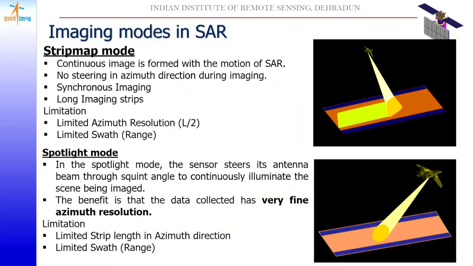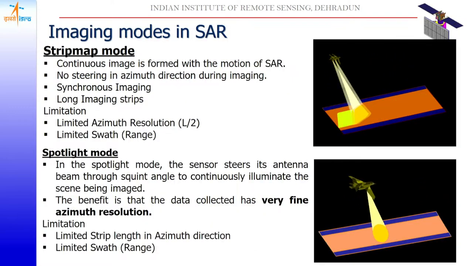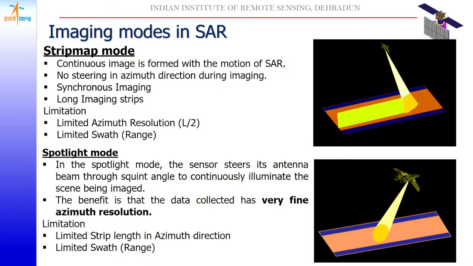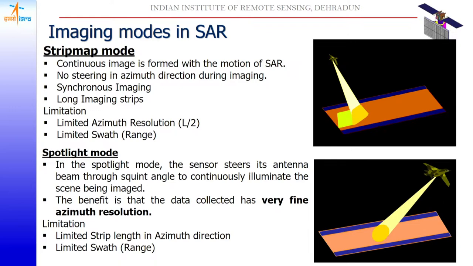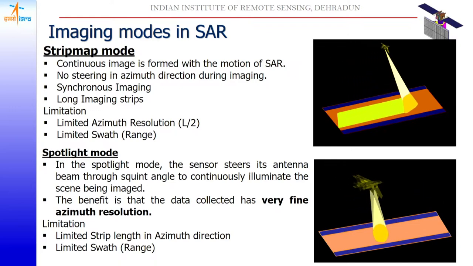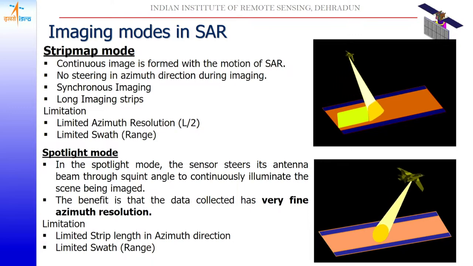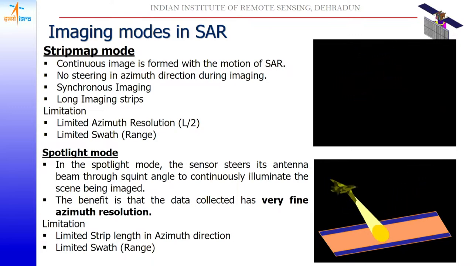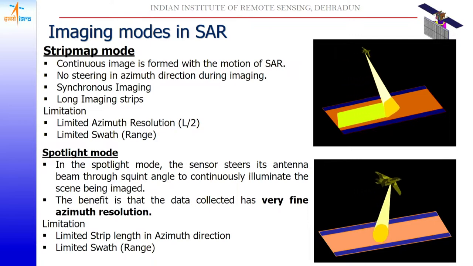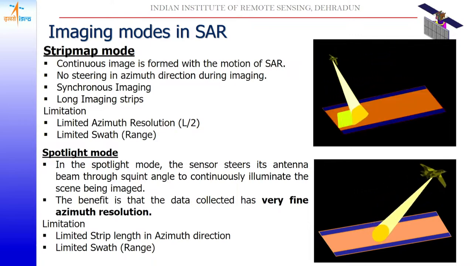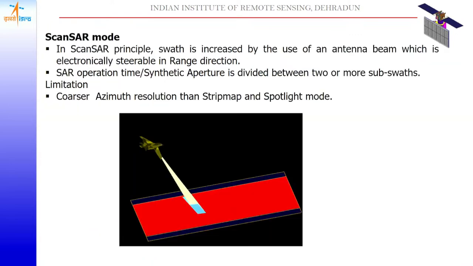So we have basically these three modes. One is the strip map mode, one is the spotlight mode, and third is the ScanSAR mode. The strip map mode is used for normal synchronous imaging, which has the limited azimuth resolution L by 2 and limited swath. In the spotlight mode we have a higher azimuth resolution, but limited azimuth swath and range swath. But in the ScanSAR mode we have a much larger swath, at the cost of resolution. Here in ScanSAR we use the multiple beam concept, so multiple beams will form the swath in the range direction.